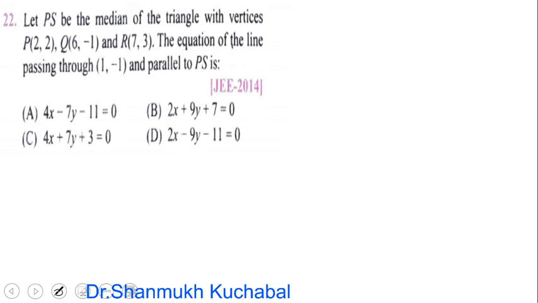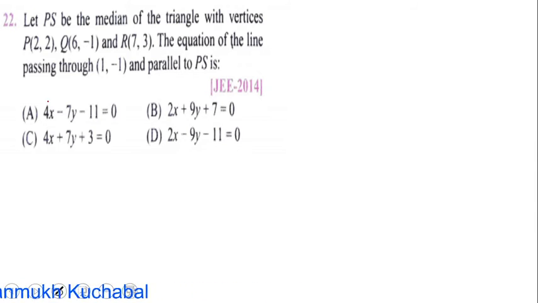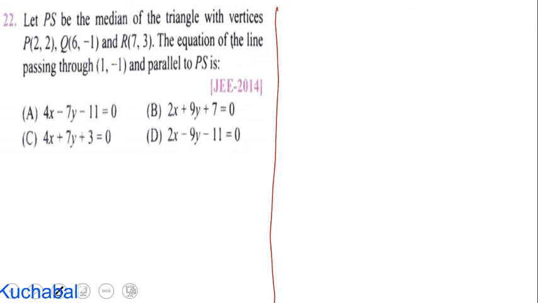So we will move to our next example. This will be our last example from today's session. So the question is: let PS be the median of a triangle with vertices (2, 2), (6, -1) and (7, 3). The equation of a line passing through (1, -1) and parallel to PS we have to calculate. So the slope of PS.